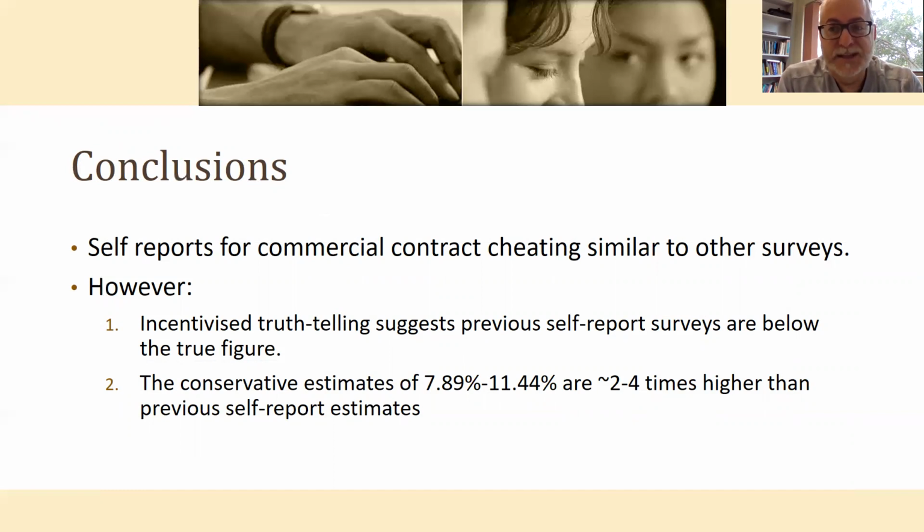So using the formula that includes the impersonal estimates of how many other people do it and how many people who do it would admit to it, as well as the incentivized self-reports, we come up with fairly conservative estimates of 7.9 to 11.4% of students engaging in these behaviours, which are roughly 2 to 4 times higher than previous self-report estimates of engagement in commercial contract cheating, which is quite substantially more and a little bit scary.